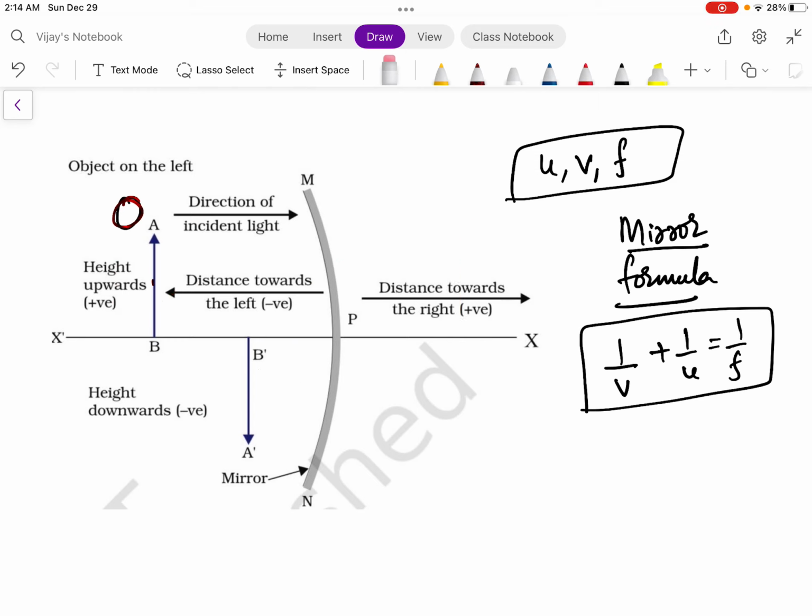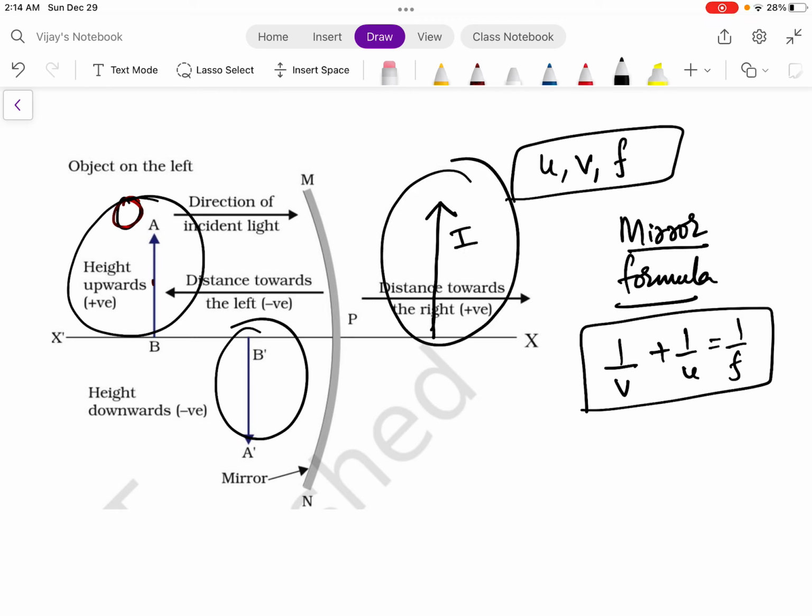These are the important points about object distance and image distance. Now what about object height and image height? If the object is upwards, that means above the x-axis, the object height is positive. If it is downwards, it is negative. For example, if I take a virtual image here, you know that a virtual image is erect, so the height of the virtual image is taken as positive. But this is a real image here. You can see the real image is inverted, so the height is taken as negative. So you have to be very careful as far as the sign convention is concerned.